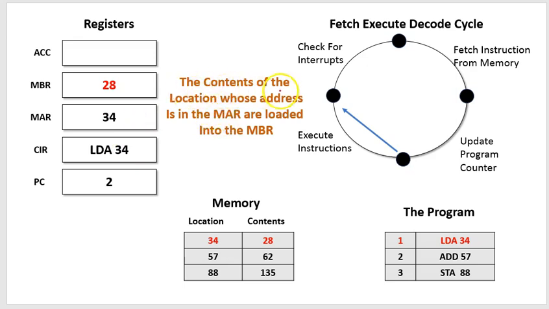So now the contents of the location whose address is in the memory address register are loaded into the memory buffer register, or the memory data register. So we know that 34 was loaded into the memory address register, and when we go to that address, we can see that the data is 28. And what we do is we take that data and we put it into the MBR, into here.